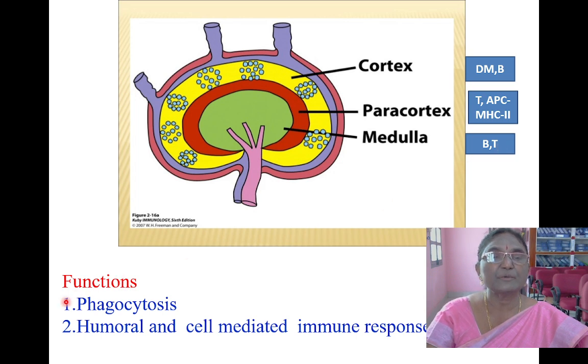Now let us know about the functions of a lymph node. It contains phagocytes, which perform phagocytosis and kill disease-causing germs. As it has B lymphocytes and T lymphocytes, they perform humoral immunity as well as cell mediated immunity.